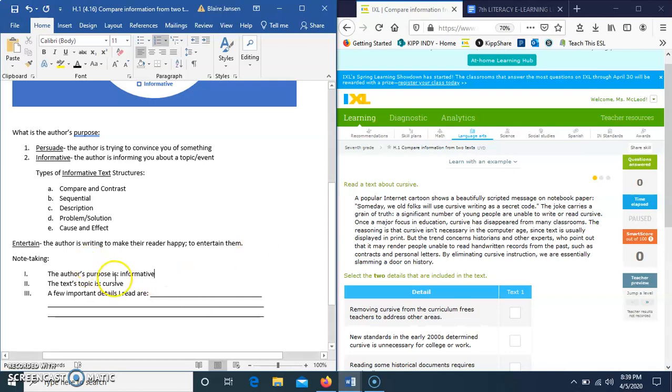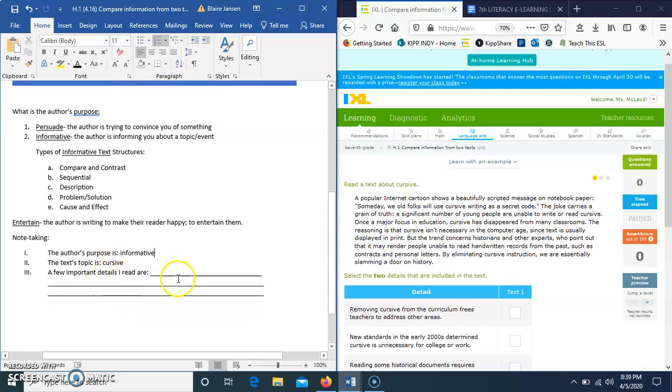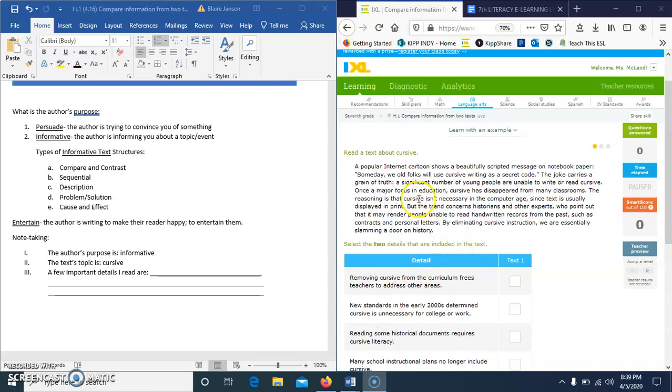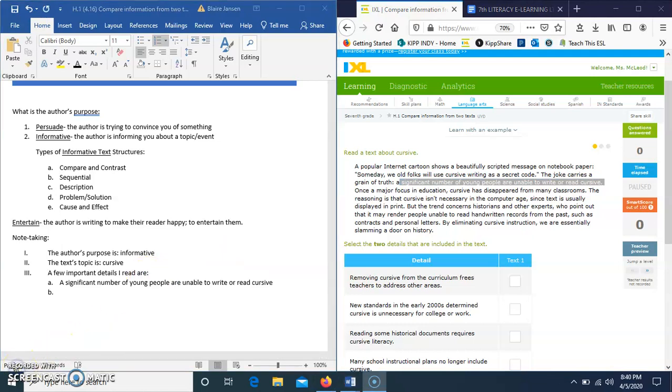So now that I know my author's purpose is to inform us about cursive, I need to look for a few important details. One major detail I see is where it lists that a significant number of young people are unable to write or read in cursive. I'm going to jot that down here. Then it says that it was once a major focus in education, but it disappeared. And the reason is that cursive isn't necessary in the computer age, since text is displayed in print. So then our author gives us a reason why cursive is not existent in the classrooms anymore.